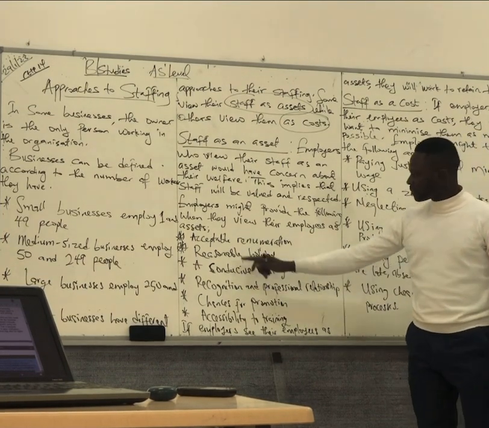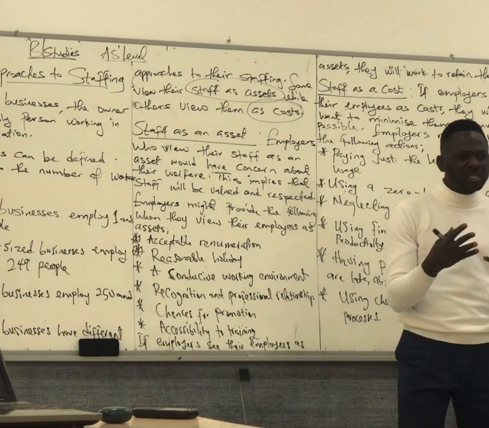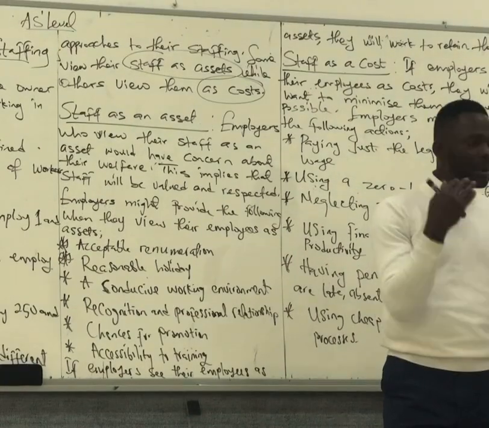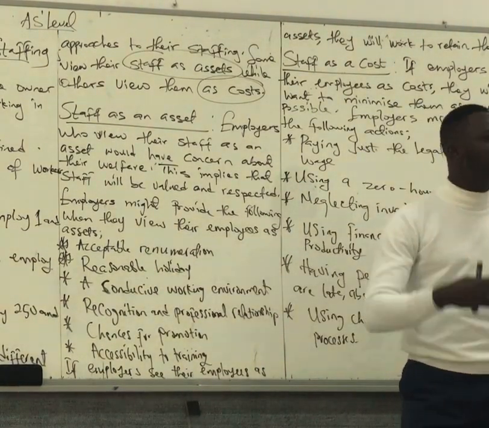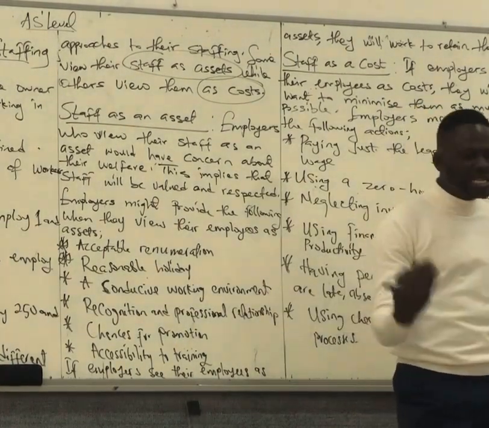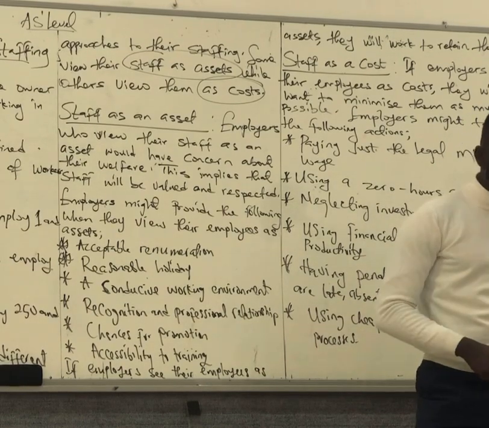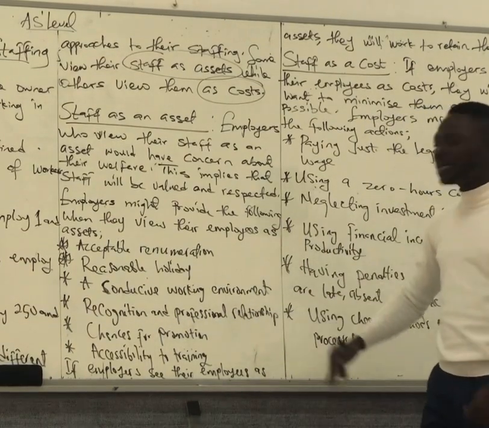Number one, they pay them well. Employers will pay their workers an amount of money that they will be happy with. 2, reasonable holiday. They allow them to rest. 3, a conducive working environment. They make their working place conducive, affordable and safe for them. They think about that. 4, recognition and professional relationship.